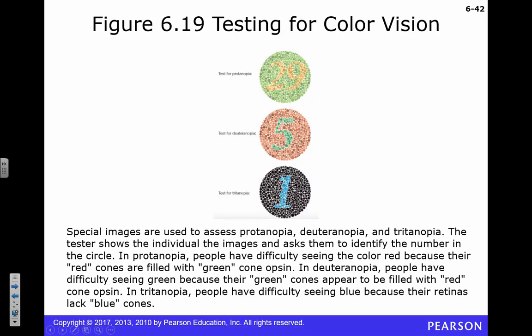All right, so this is a good color vision test. You should be able to see these numbers. If you can't, I would recommend getting your eyes checked, just for your own safety.